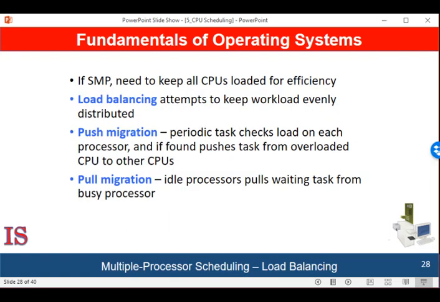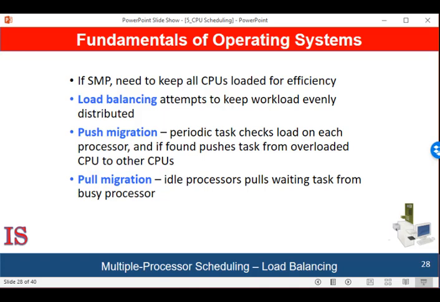On symmetric multiprocessing systems, it's important to keep the workload balanced among all processors to fully utilize the benefits of having more than one processor. Otherwise, one or more processors may sit idle while other processors have high workloads, along with ready queues of threads awaiting the CPU. Load balancing attempts to keep the workload evenly distributed across all processors in a symmetric multiprocessing system.